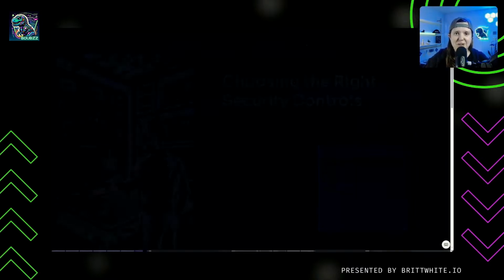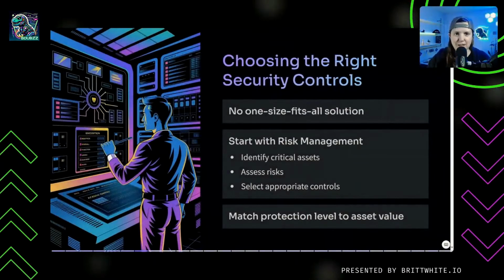So let's talk more about choosing security controls. This is where the rubber meets the road in security design. Here's the thing, there's no magic formula or one-size-fits-all solution to designing secure systems. Every organization, every system, every situation is unique. Instead, we need to be strategic and methodical in our approach. We can leverage various security concepts, frameworks, and methodologies. The key is to start with a solid risk management process.